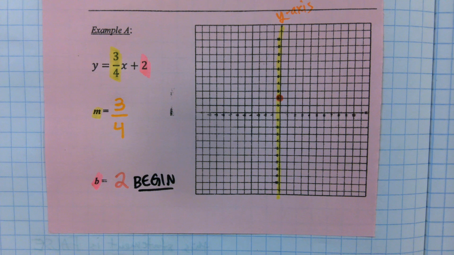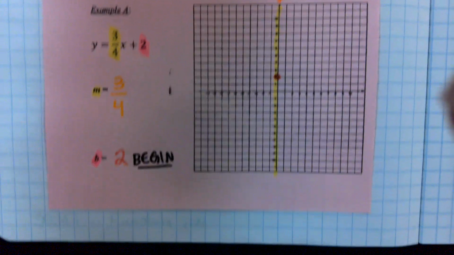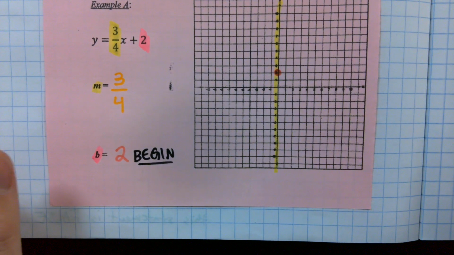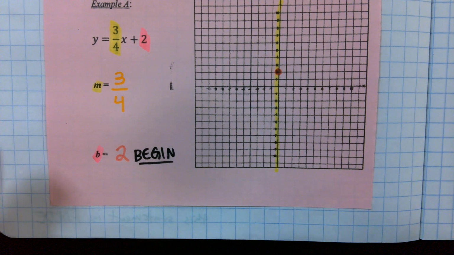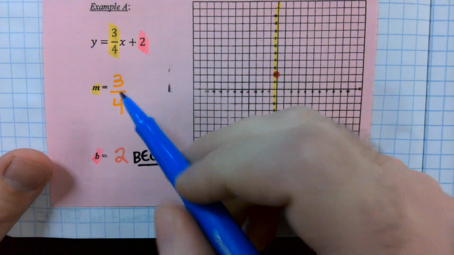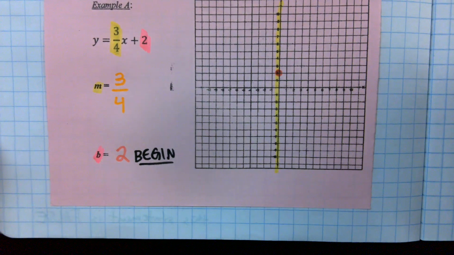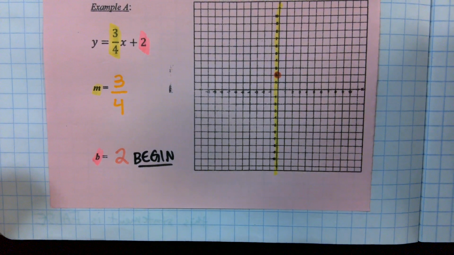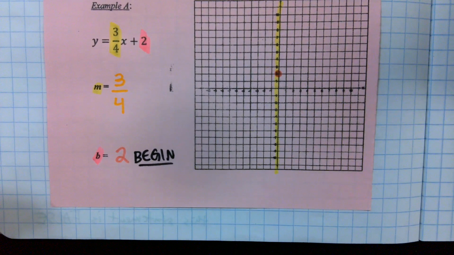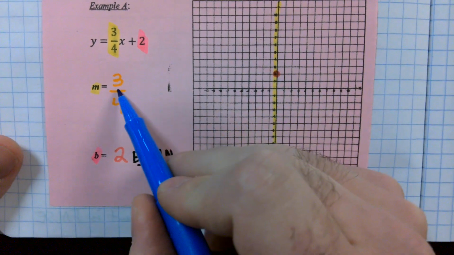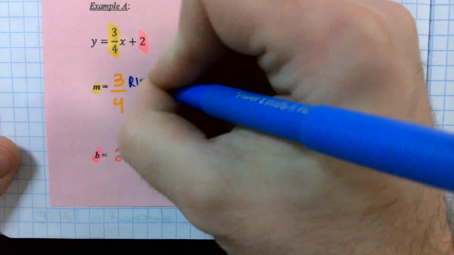There's step 3. What does step 4 say to do? Step 4 says, from that plot, rise the number of spaces in your m's numerator. What's my slope's numerator equal to? 3. Good. So, are we going to rise 3 or run 3? What does the step say to do? We're going to rise first. We've got to rise before we run.